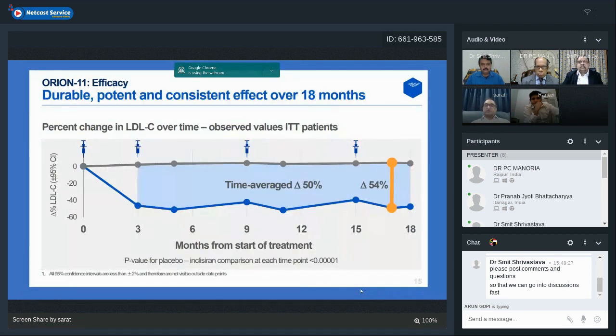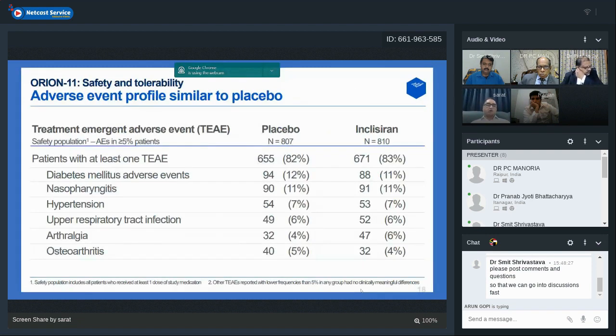You can see here that the time-averaged reduction is very great, 50% reduction of LDL, nearly similar to that of the monoclonal antibodies which are used for inhibiting the PCSK9. And here this is also showing a very consistent and very strong reduction of LDL, and it is significant. This trial cannot talk about events, but at least you can talk about the adverse effects, and the adverse effects are not demonstrated in any percentage greater than the placebo. It's almost similar. Once again, a very safe drug.